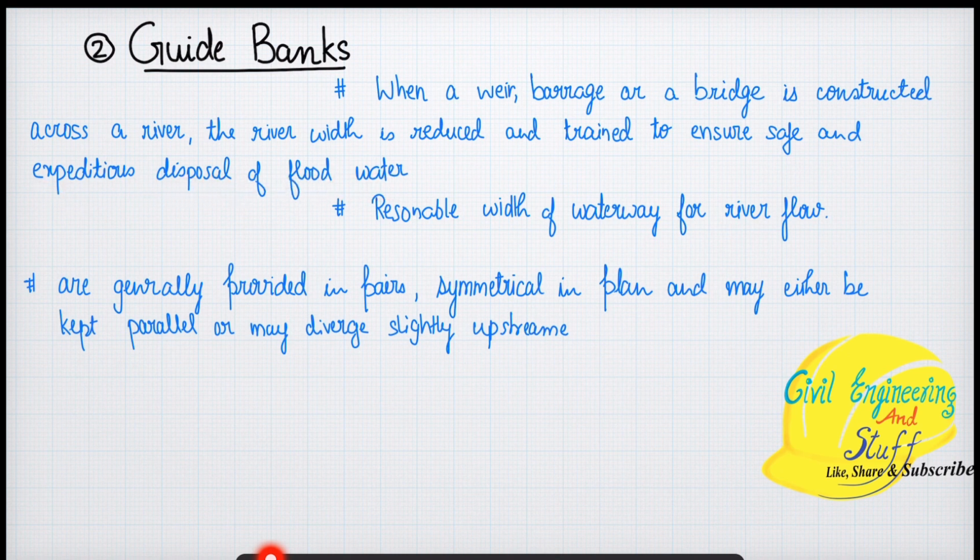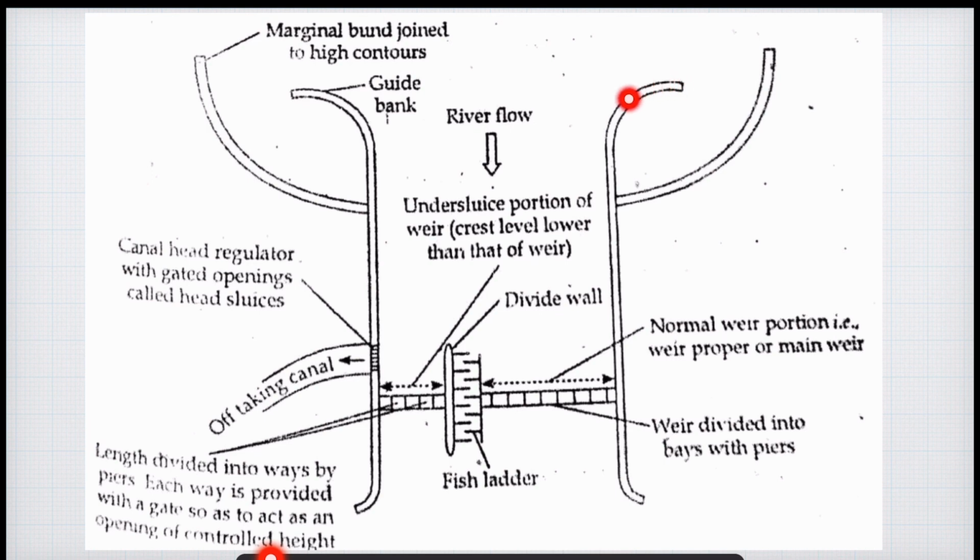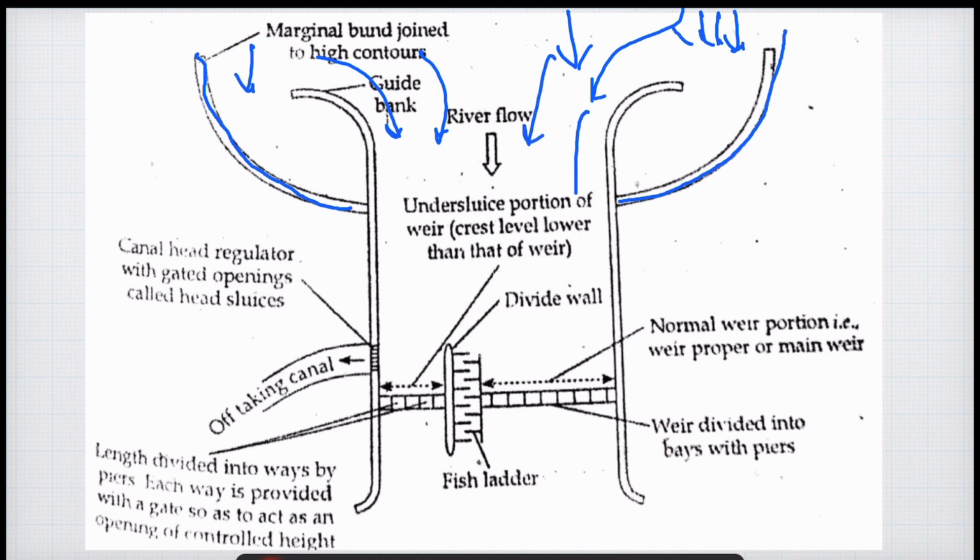Okay, so basically here in this image, this is what we call the guide bank. Now, if this is the flow of the river, flowing like this, then by construction of marginal bunds or marginal embankments, we first of all confine the flow of the water, and then the water is forced to move in a certain confined path. That is, we are guiding the water to move in a designated path.